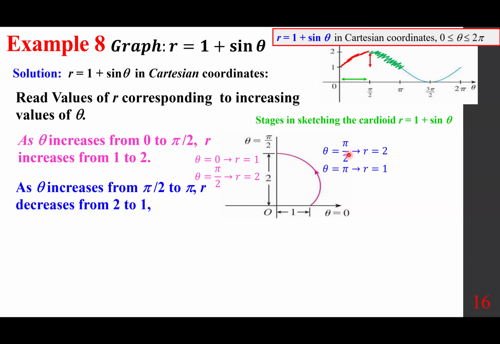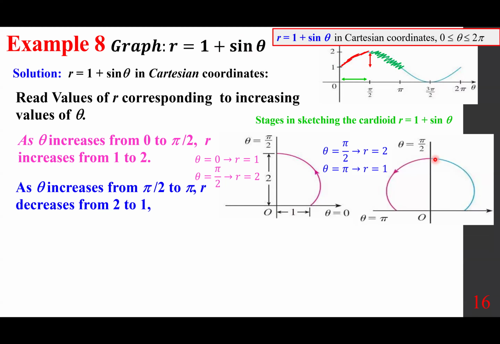So theta equals pi over 2, when you put it, you get 2. And if you put pi, sine is 0, 1 plus 0 is 1. So the second part looks like that. Again, you can pick values in between pi over 2 and pi. You can pick 2 pi over 3, 5 pi over 6, 3 pi over 4, things of that nature.